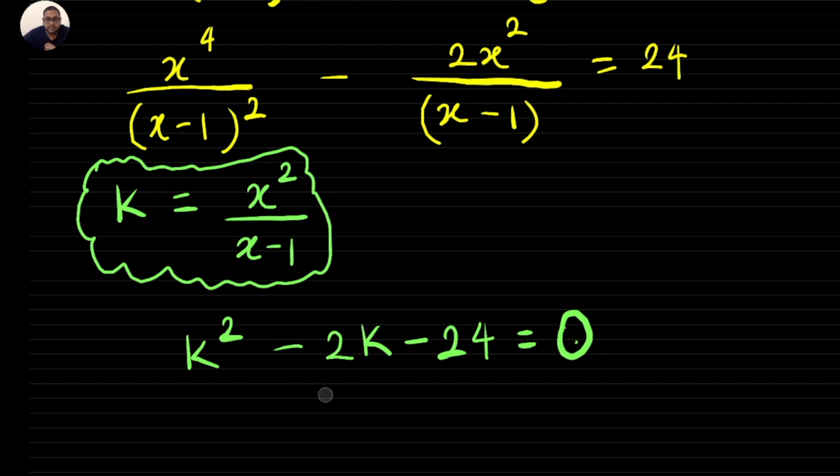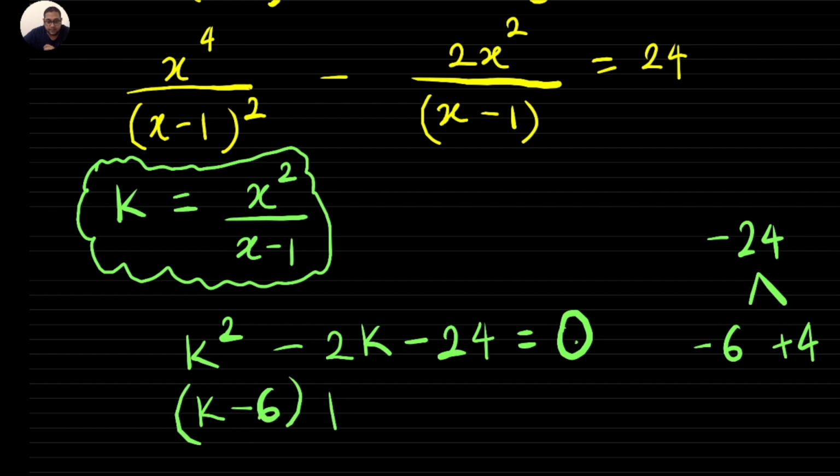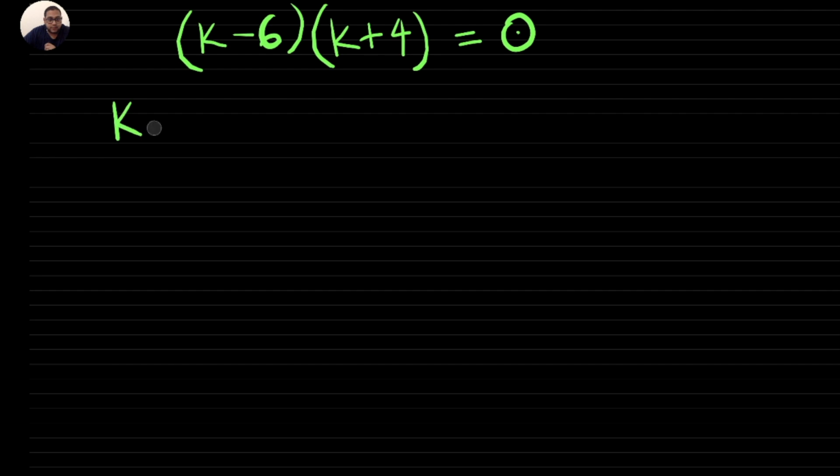We have to find the factors such that the multiplication would be negative 24 and the addition should give you negative 2. We can use 6 and 4. Have to use minus 6 and plus 4. The quadratic equation in terms of factors would now be (k minus 6)(k plus 4) equals 0. K would be equal to 6 or k would be equal to minus 4.